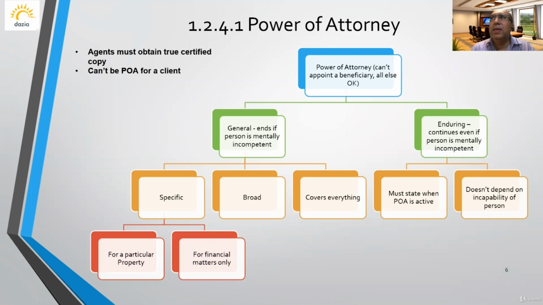And the enduring one, we said, is going to continue even if the person is mentally incompetent. And it must state when the POA is active. It doesn't depend on the incapability of the person. So those are the concepts and understanding of what a power of attorney is in the context of insurance only. Of course, there are other aspects of it also. Later on, we'll talk about power of attorney.